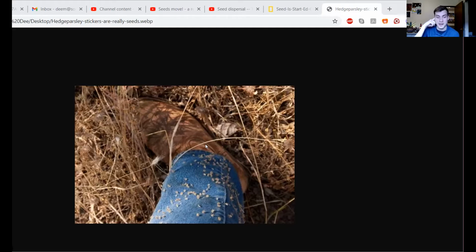Another type of animal dispersal, which I don't have a picture of right here, is through swallowing. Certain animals, such as birds, will swallow seed pods, and they will digest the outer shell of the seed, and they will actually poop out the seeds in a completely different place, and that will help the seed grow in a different environment.